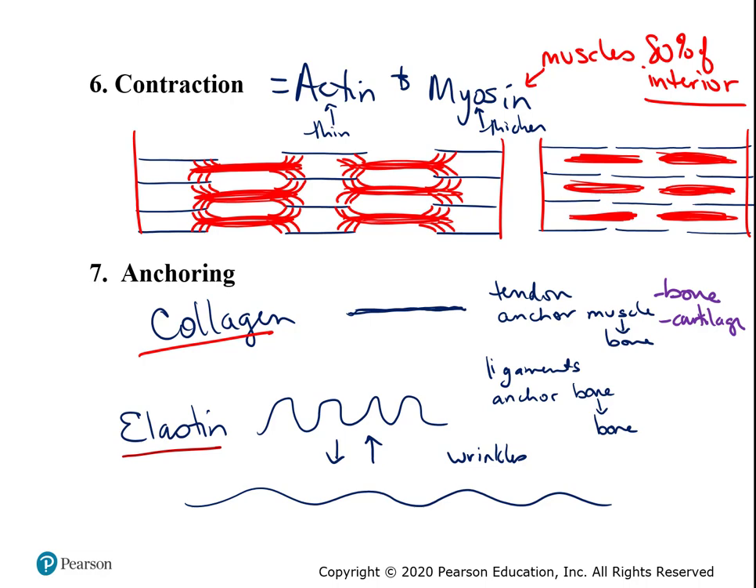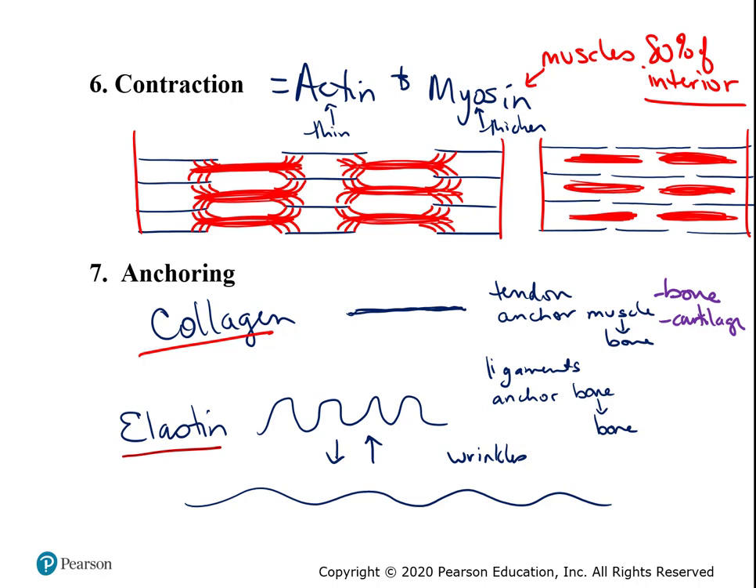80% of the interior of your muscle cells are made of actin and myosin. And if you work out and you lift weights, you'll notice that your muscles get thicker. Your muscles get bulkier because there's more actin and myosin proteins that are built and added to those muscle cells to make them stronger.